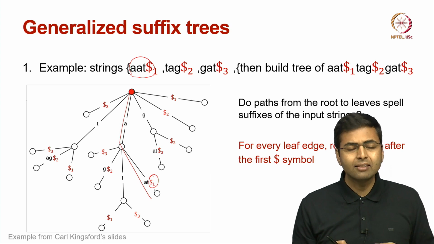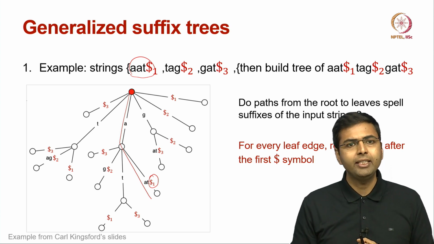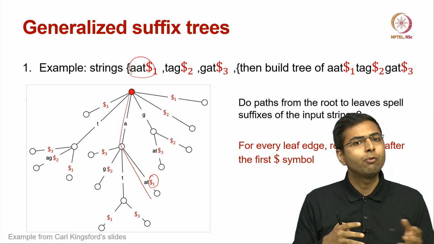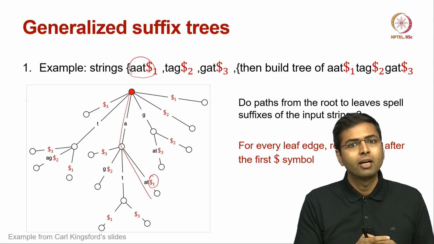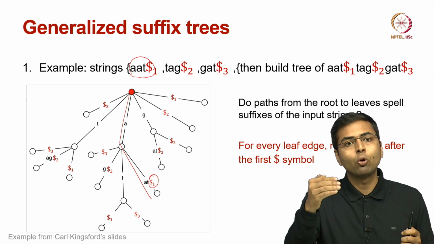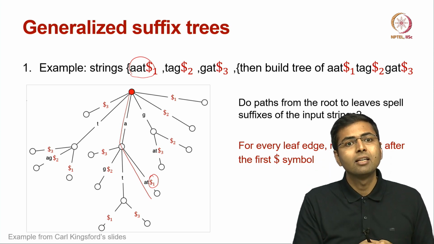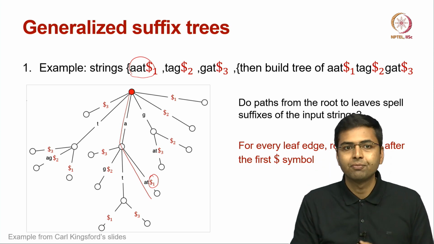Okay. So, that is a very simple definition of a generalized suffix tree: we concatenate the strings with separator symbols and we build this tree like we did before. Now, every path from the root node to a leaf node spells the suffixes of the original strings.